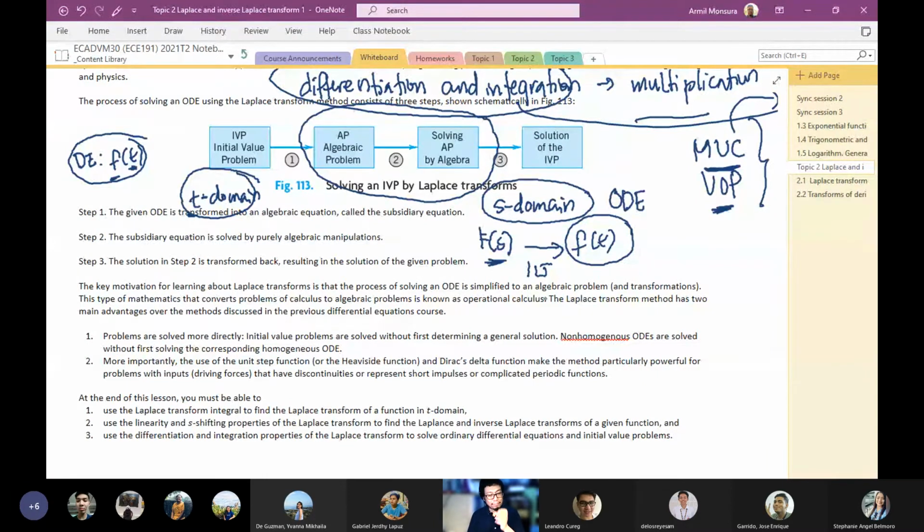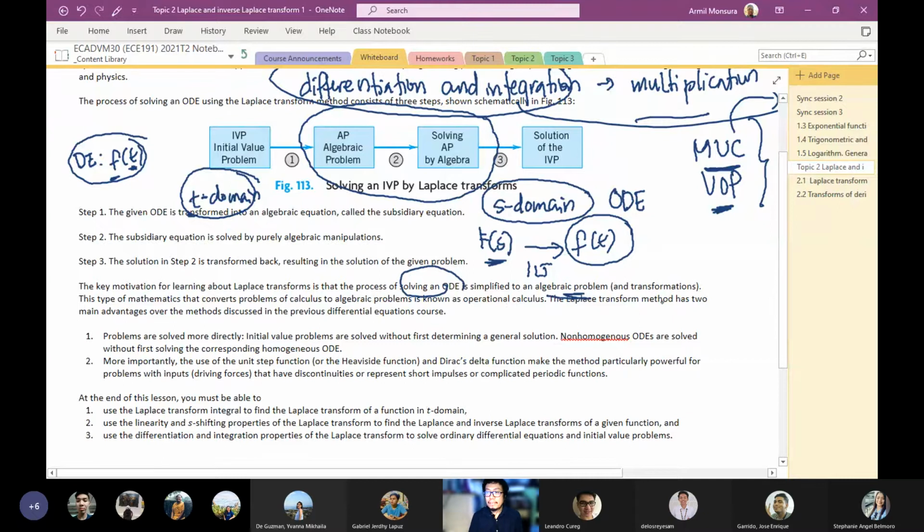So that is why may impression talaga that when you are an engineer, especially electrical engineer at that, pero hindi lang kasi even mechanical engineers can greatly benefit in this one. Even civil engineers can greatly benefit from this tool. Pero as far as the electrical engineering profession is concerned, napaka-importanting tool ng Laplace Transform. Okay? So, ayun. Now, the key motivation for learning about Laplace Transform is the process of solving an ODE is simplified to an algebraic problem and transformations, of course.